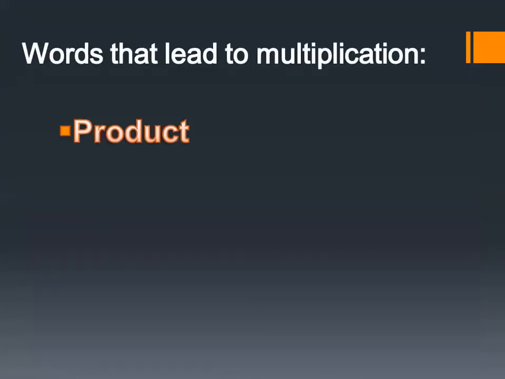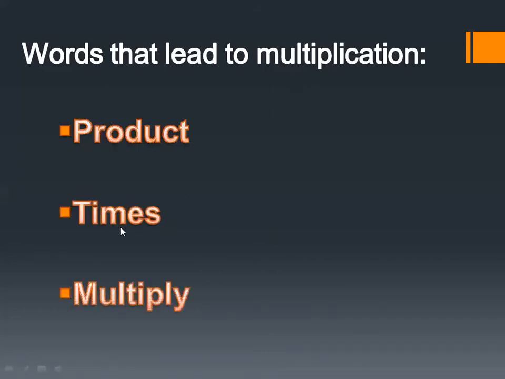Now, what are the words that lead to multiplication? I have told you about product. Product means multiplication in algebra. Times: if it is written how many times, then you have to multiply. Similarly, the last common term is multiply. So these are the words that can be used in any word problem, and it means you have to multiply the given numbers or variables.